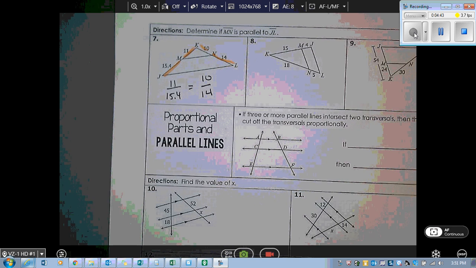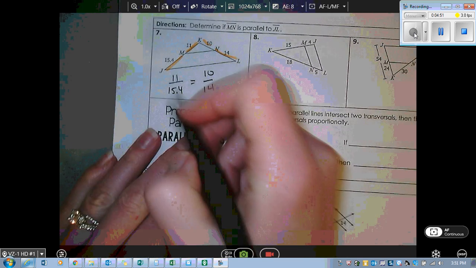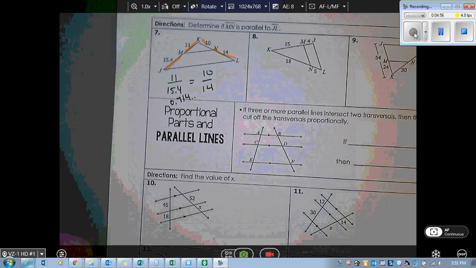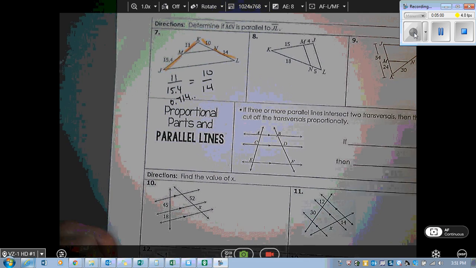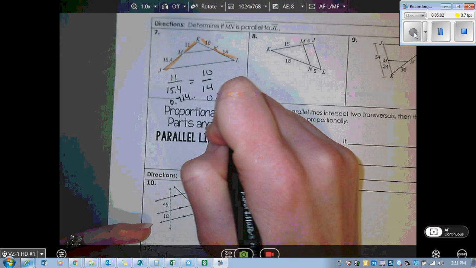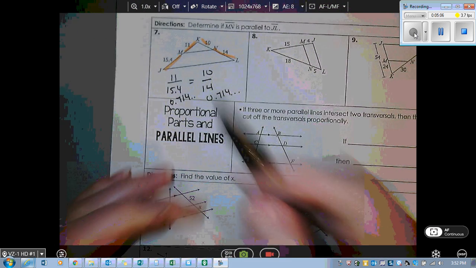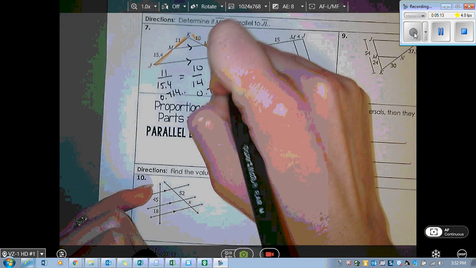So we can check the decimal here. I'll do 11 divided by 15.4, and that gets me about 0.714. And I'll do 10 divided by 14, and that gets me 0.714, which shows me that the ratios are the same, therefore these two sides are proportional. Therefore, yes, those two lines are parallel.